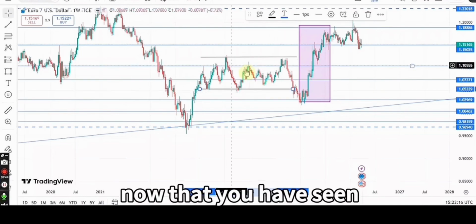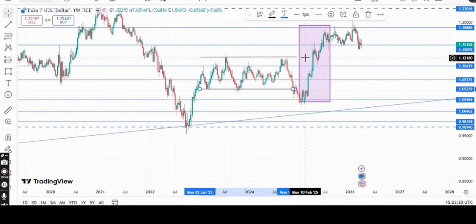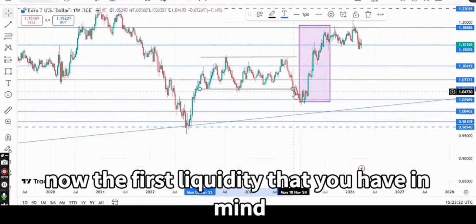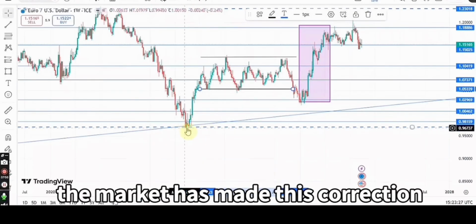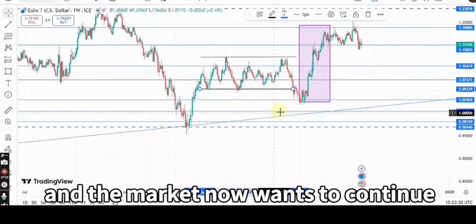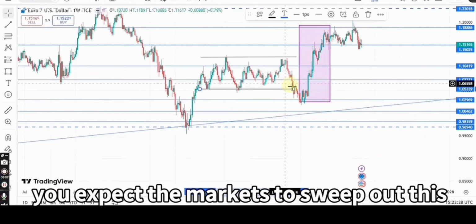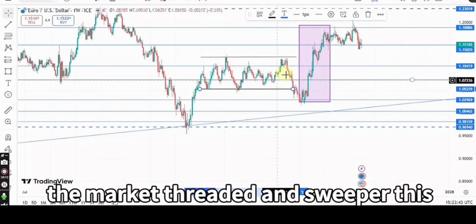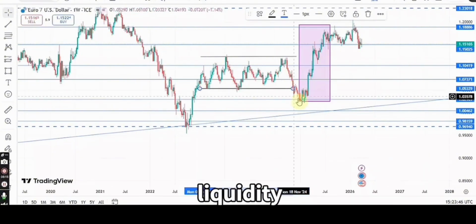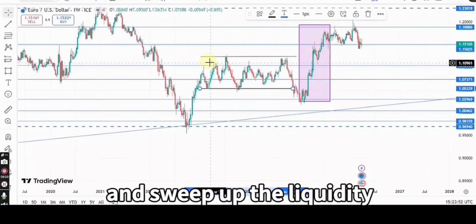So now that you have seen that the market has created liquidity here and also created liquidity here, the first liquidity that you have in mind that the market will take out is this down liquidity, because the market has made this correction and the market now wants to continue in the normal trend of the chart. Therefore, you expect the market to sweep out this particular liquidity. Okay. Now the market traded and swept out this particular liquidity. So the next thing you expect is for the market to go up and sweep up the liquidity at the top.